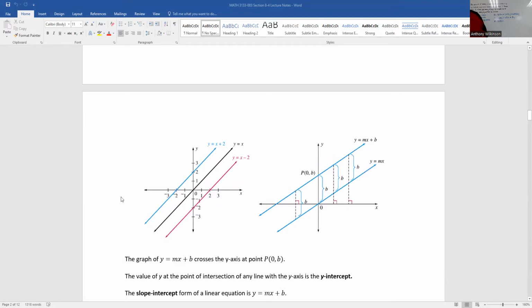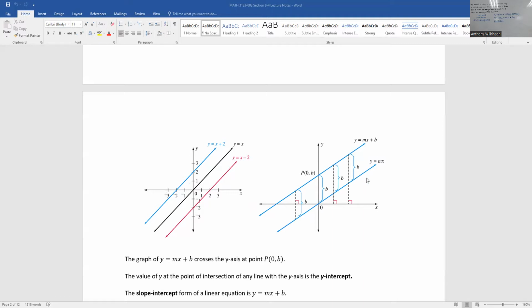So if you look here, we've got y equal x plus 2, and y equal x minus 2. Notice here that these three graphs are parallel. In other words, they're not intersecting anywhere on that graph. And so that's what we mean by parallel lines. They do not intersect. And when they don't intersect at a point, that means the slope is going to be the same.